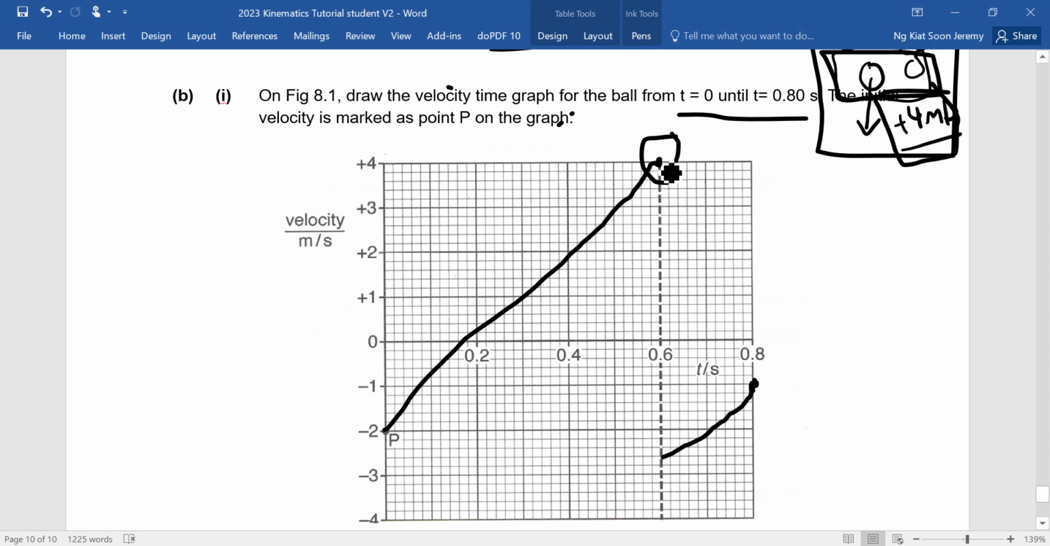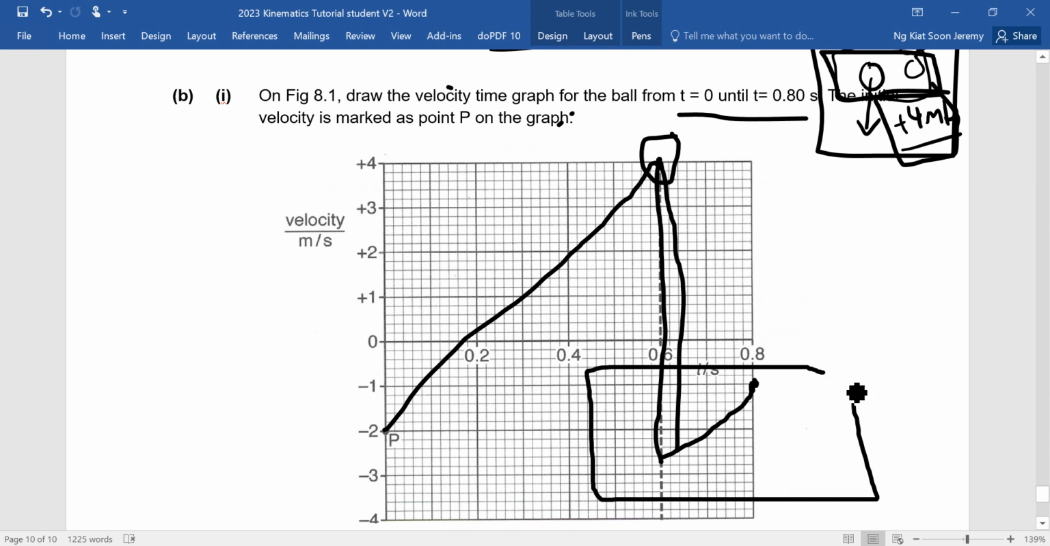Okay, and then I realize that this is the point where I hit the floor. All right, it's perfectly fine if you draw this one a bit slanted. Maybe you draw a bit slanted like that, it's also okay. Right? But what you need to realize is this final part of the graph. How do you draw it?